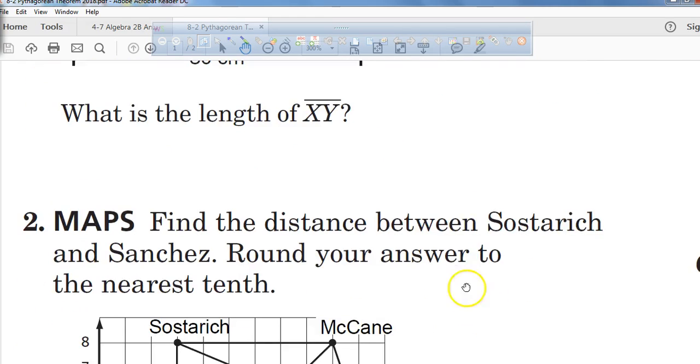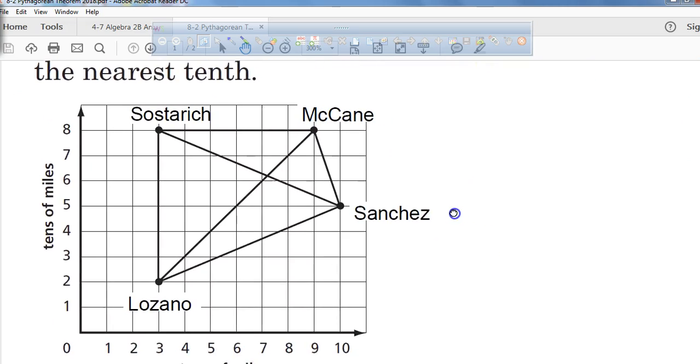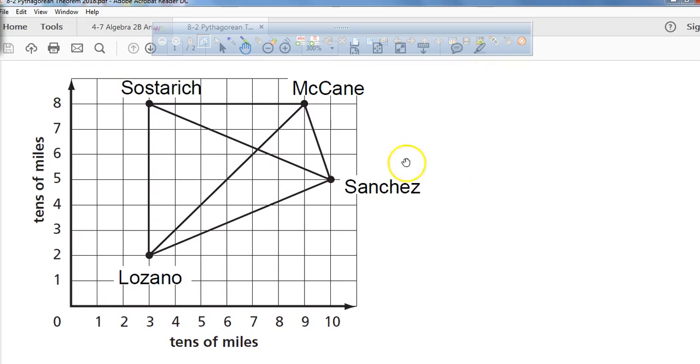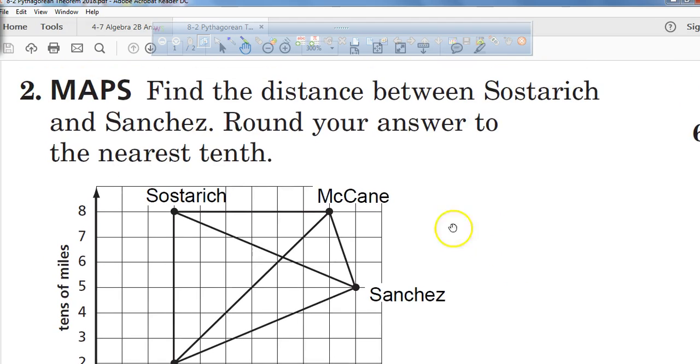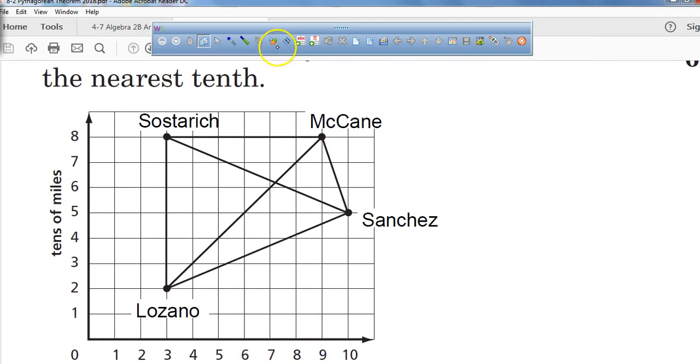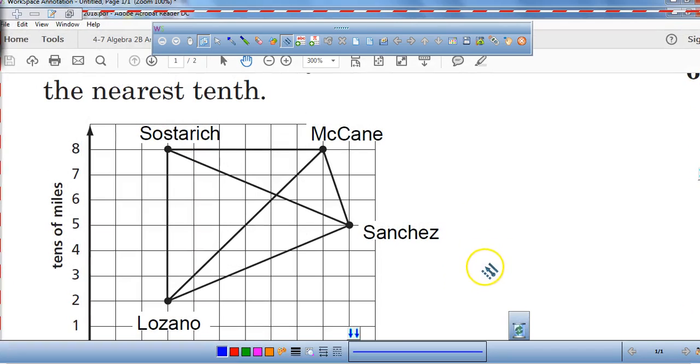We've already done problems 1, 2, and 3, but just in case you were a student that missed this, this problem is asking us to find the distance between Sesterich and Sanchez. Here's Sesterich, here's Sanchez. If I wanted to find that distance, you're going to need to draw a right triangle. We'll quickly do this so you know exactly what I'm expecting you to do.